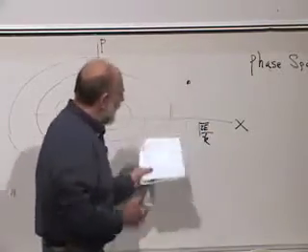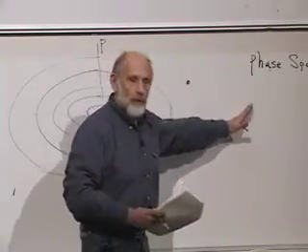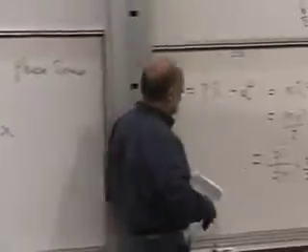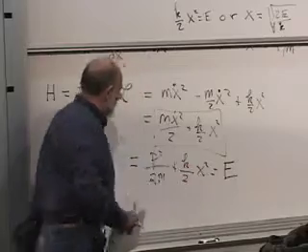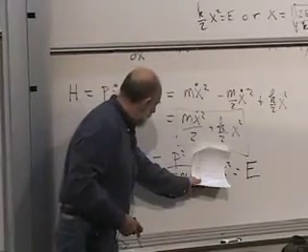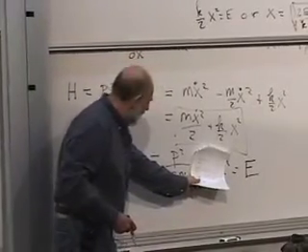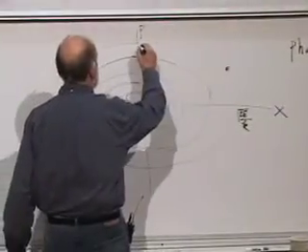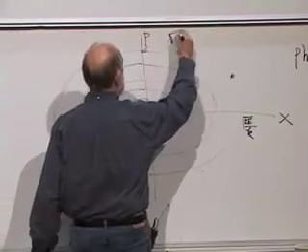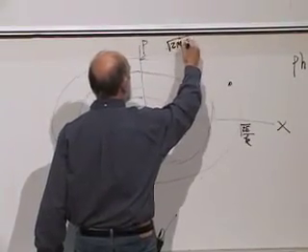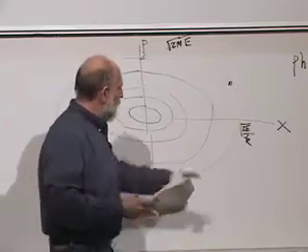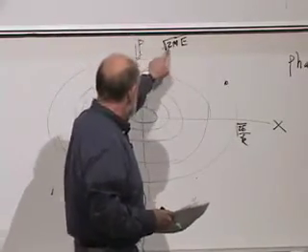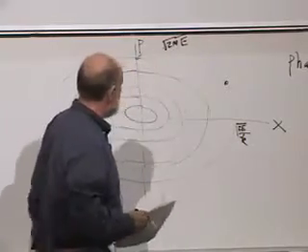Notice that as E gets bigger and bigger, the intercept moves out. What about the p-intercept here? You do the same thing. The p-intercept is where x is equal to 0, and we just solve for p squared divided by 2m is equal to E, and that's p is equal to the square root of 2mE. So the x-intercept is the square root of 2E over k. The p-intercept is the square root of 2mE.